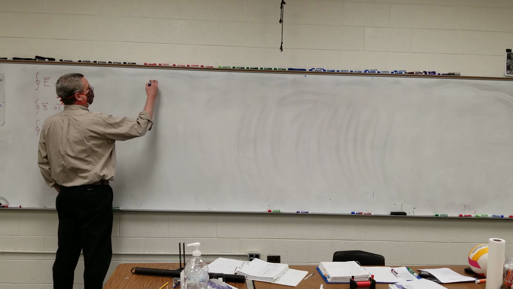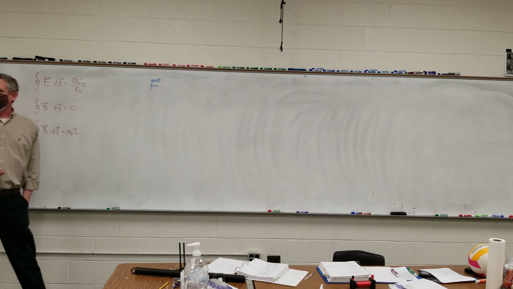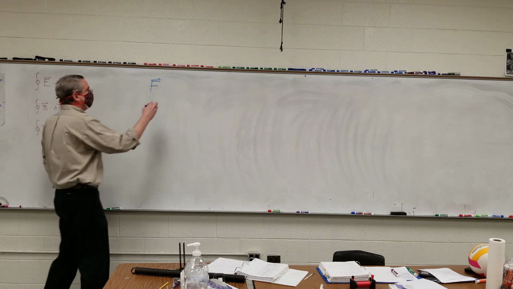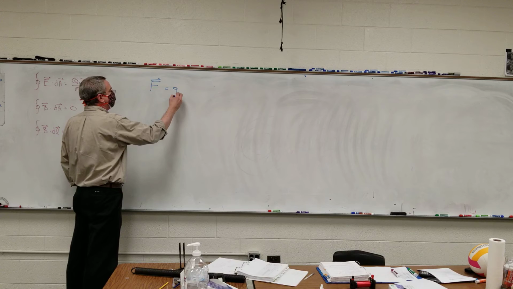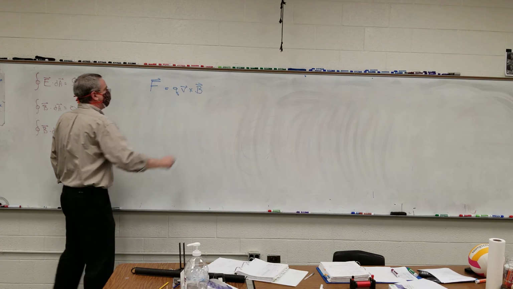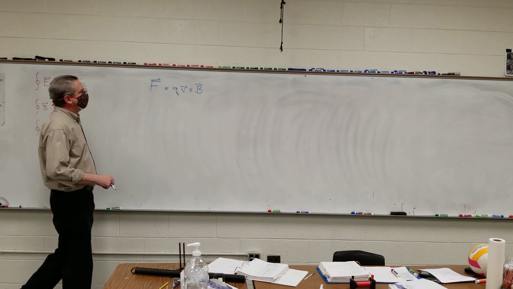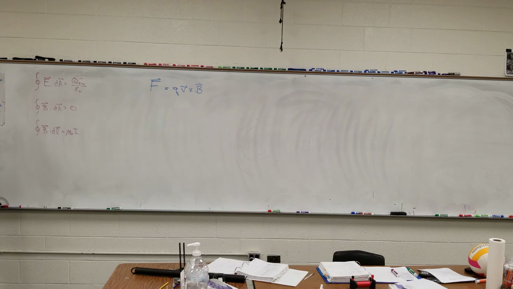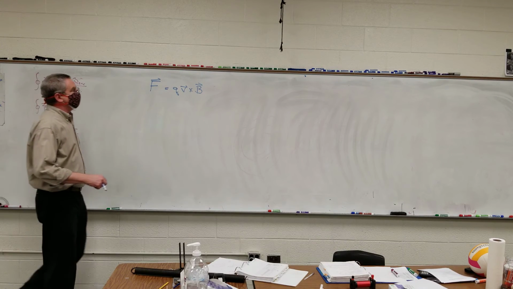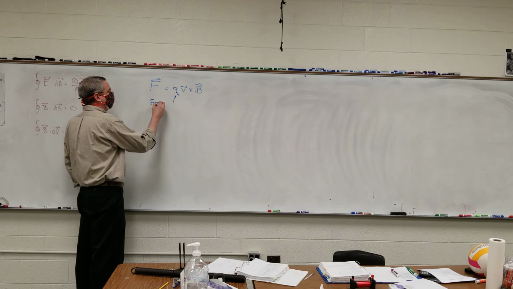But let's now talk about the influence of a magnetic field, and more specifically, the force. Well, I guess you could consider this the third physics equation. That the force is equal to QV cross B. This is the force on a charge. So force on charge Q.